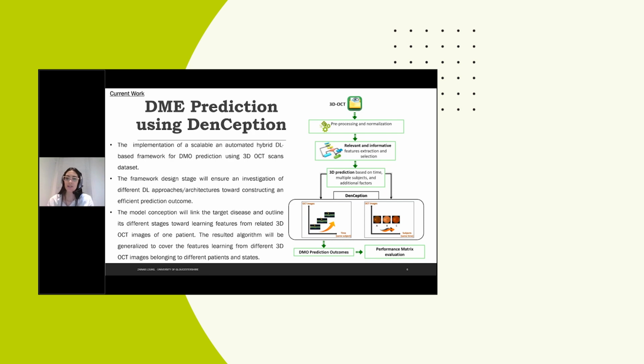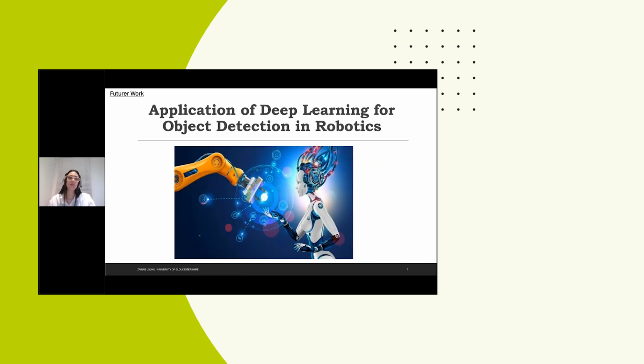So this research is currently still ongoing, and hopefully when we get to the final submission of my thesis, we can have another presentation about my PhD research. However, for today, I wanted to talk about the future research that I am interested in, and I'm really aiming to allocate my research time to deep learning for object detection in robotics.